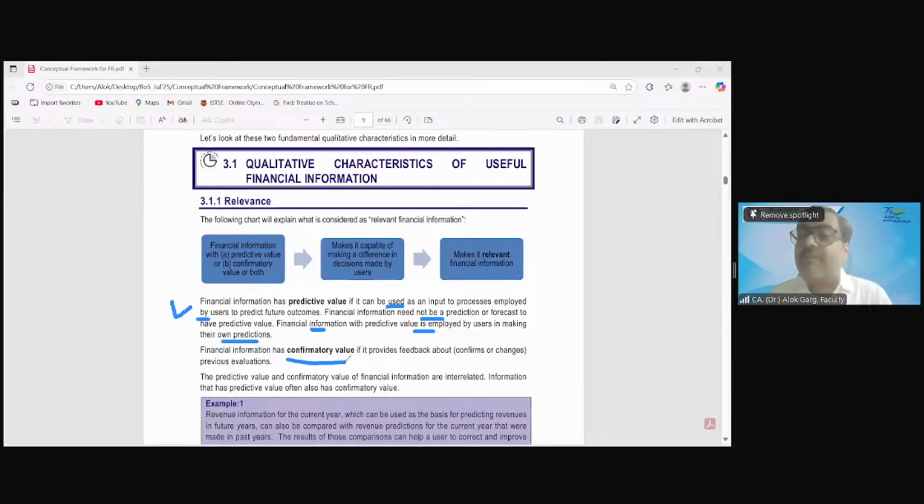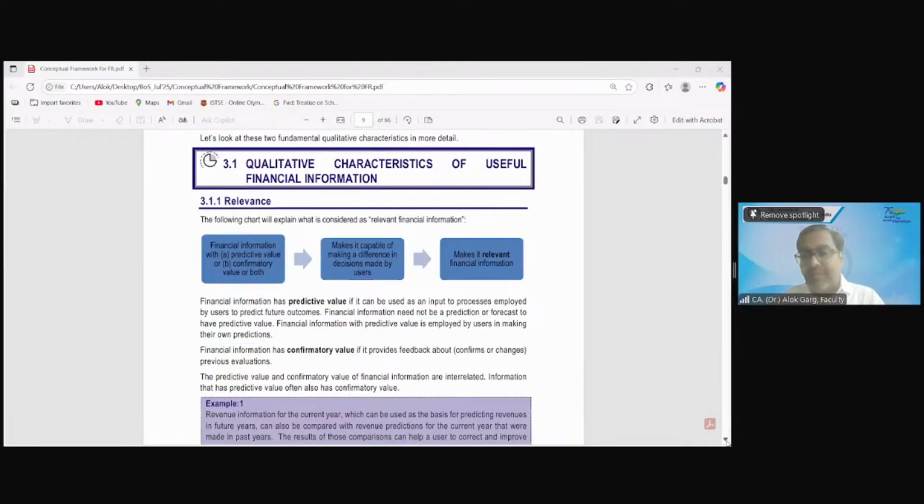What is confirmatory value? In the same way, whatever prediction you made last year, that your revenue will grow by 10%, whether the revenue has actually grown by 10%, gives you confirmatory value. You understood? So when you have made some predictions in the past and check whether it has happened in the current year, it is known as confirmatory value. On the basis of inputs in the current year, when you are predicting the future, it is known as predictive value.